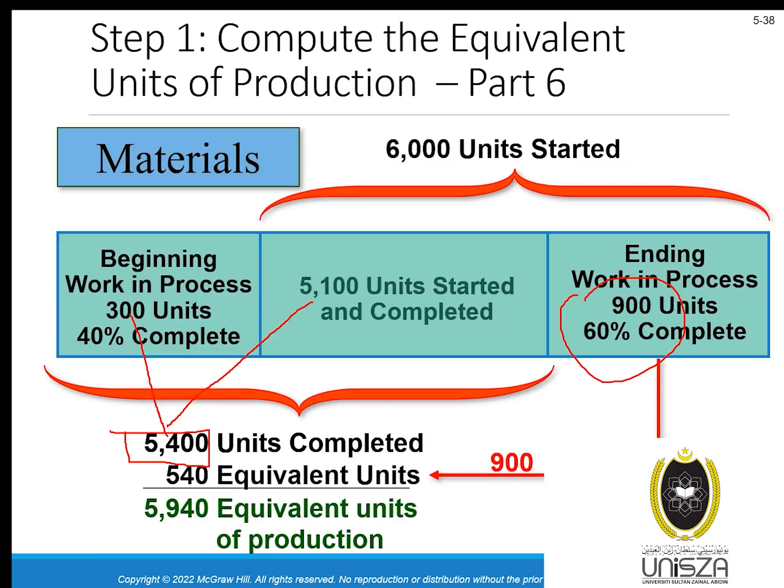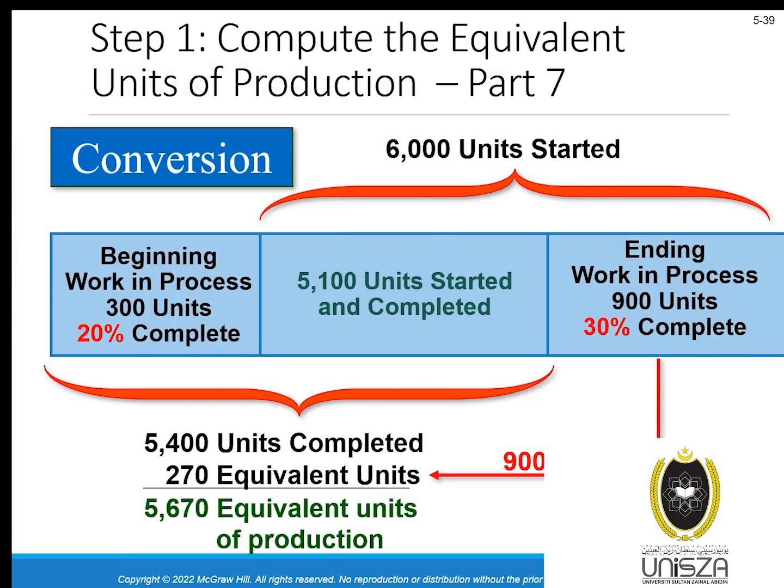And then for the conversion, 5,400 is coming from here, 5,100 and 300. So we get 5,400. And 270 is coming from here. And the equivalent units of production for conversion is 5670.